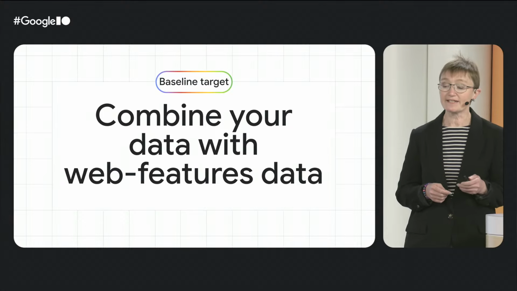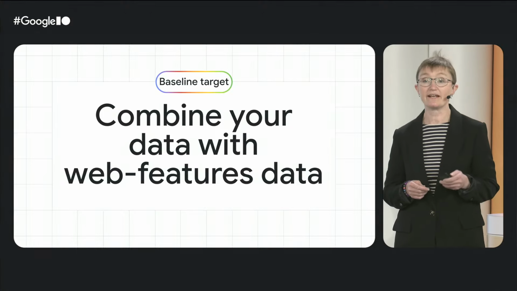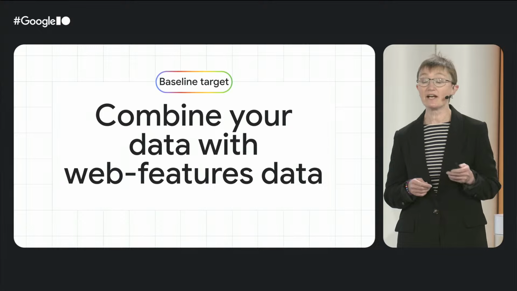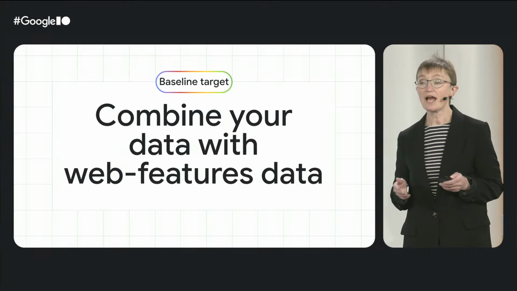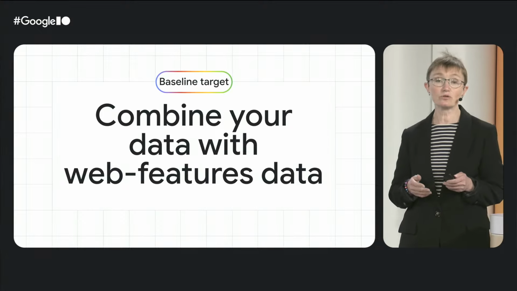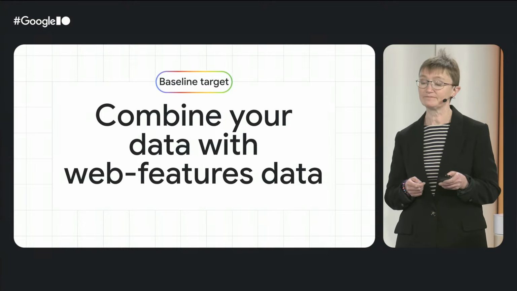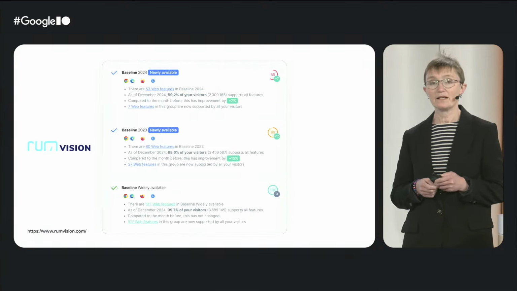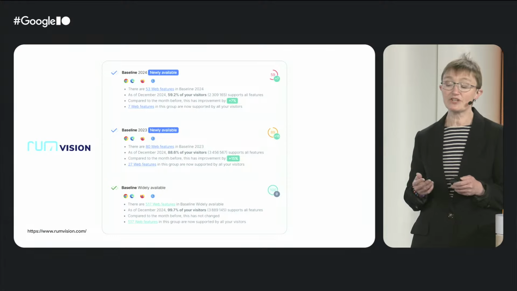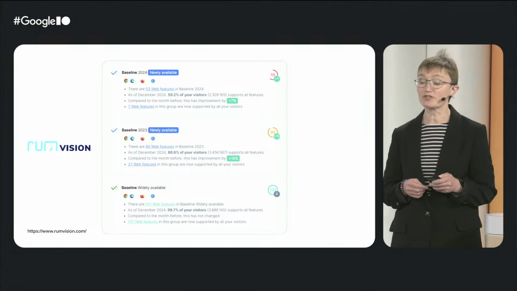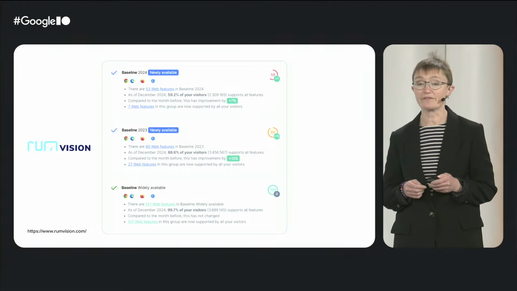So the feature mapping data that I mentioned earlier powers baseline and the web platform dashboard. It's available for you and anyone else to use, and we're starting to see a number of tools and products integrate it. Last year at I/O, we announced that Rum Vision would be implementing baseline into their product. This integration is now live.